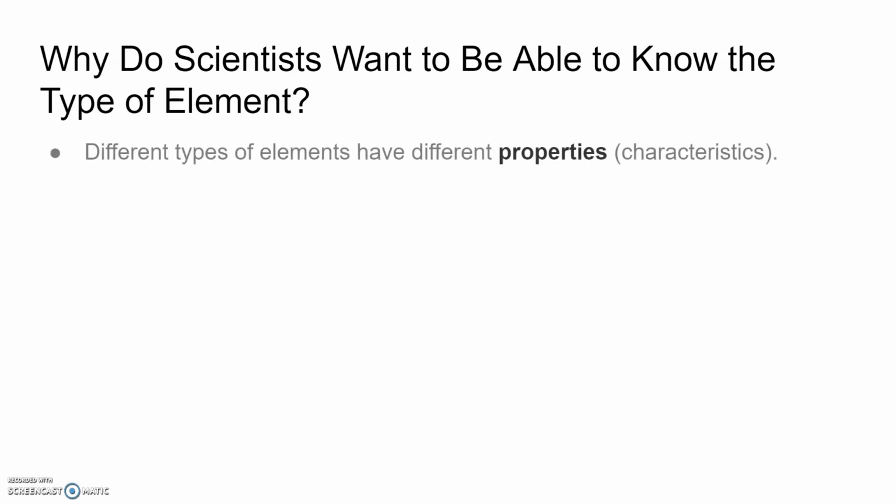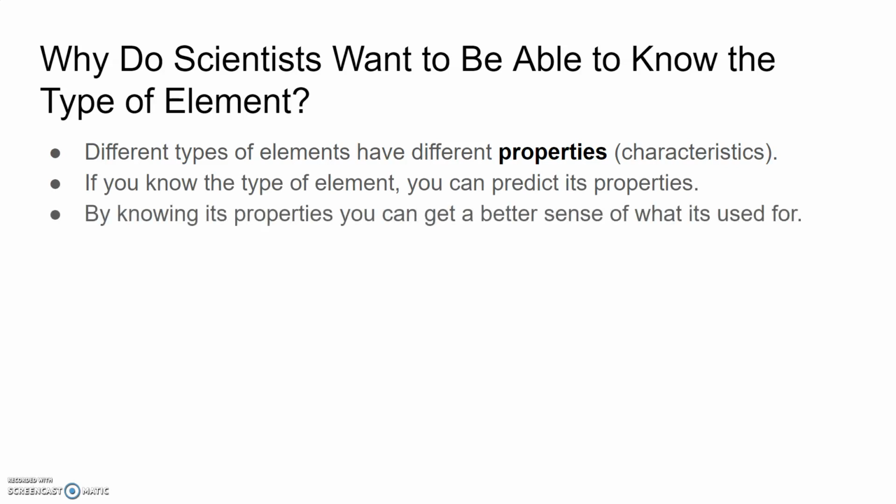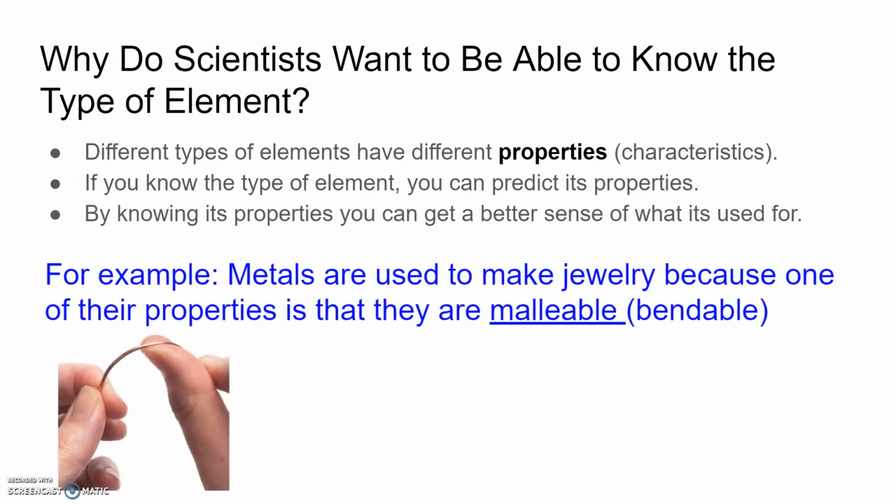But before we do, let's go into why scientists even want to know what type of element we have. That actually has to do with the properties. The key thing is that different types of elements have different properties, and when I say properties, I mean characteristics. So if you know a type of element, you can predict its properties, and by knowing its properties, you can get a better sense of what it's used for. Let's take an example with metal. Metals are used to make jewelry because one of their properties is that they are malleable, meaning that they're bendable.